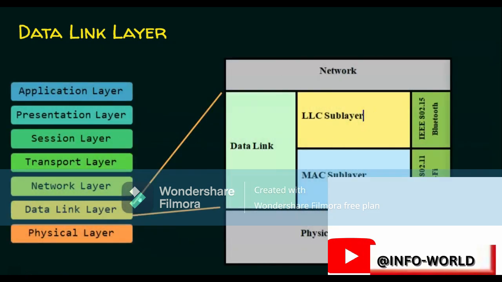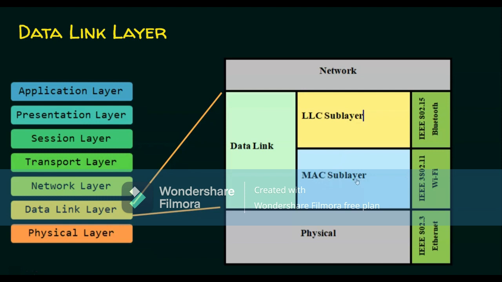Sublayers of the data link layer are the logical link control sublayer and the MAC sublayer. We can notice that this is the data link layer, and on top of the data link layer we have the network layer. To the bottom of the data link layer we have the physical layer. So the data link layer has two sublayers, the logical link control sublayer and the MAC sublayer. We will see them one by one in detail.